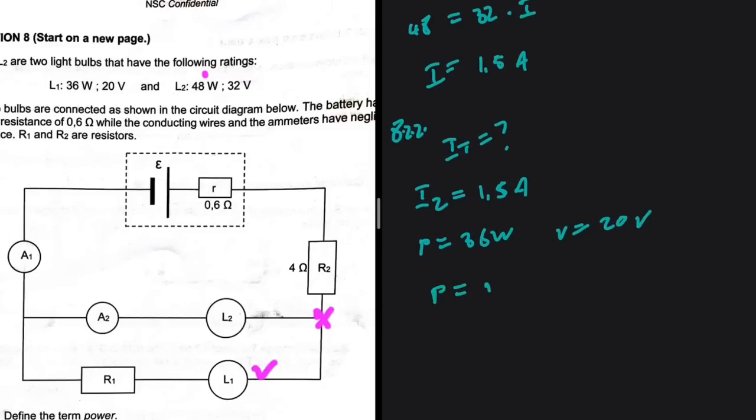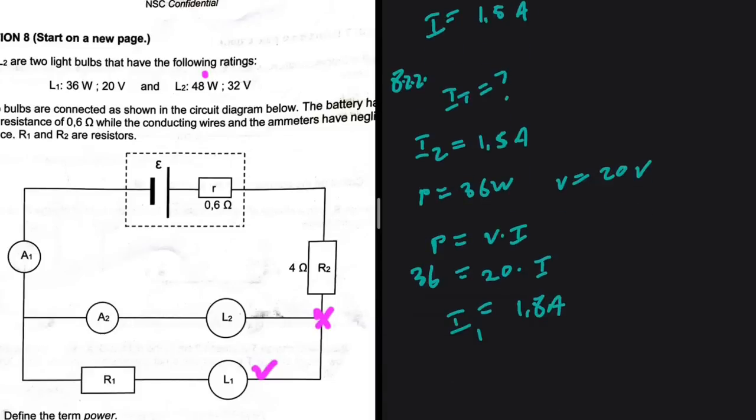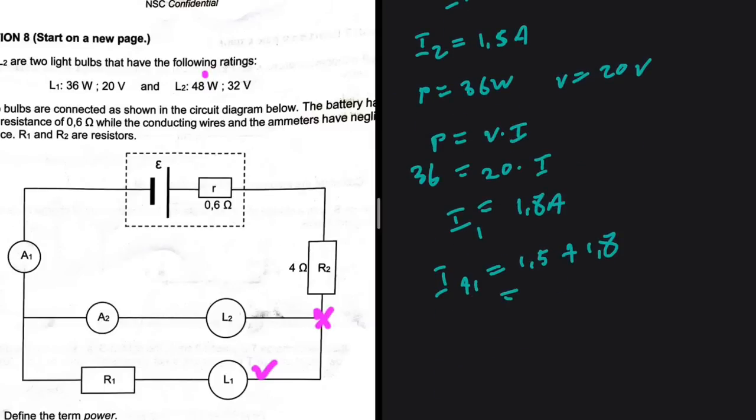So P is still equals to V multiplied by I. The power is 36. The voltage is 20. We're interested in the current. So the current is going to be equals to 36 divided by 20, which is 1.8 ampere. So this is I1, right? I2 is 1.5. So the reading on A1 will be equals to 1.5 plus 1.8. Let's see, supposed to be 3.3, right? That is what we're getting, 3.3 ampere.